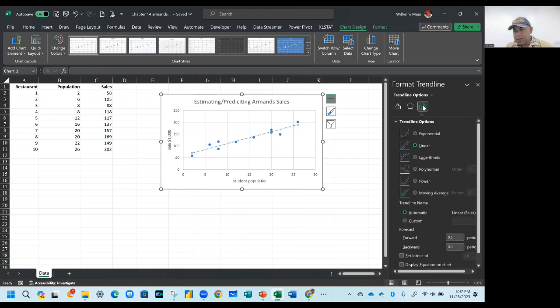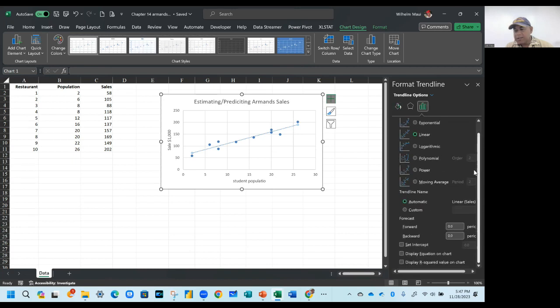Oops, I got the wrong one there. It's going to say display the equation on the chart. So I display it. And then it says display your R square. So R square is the coefficient of determination, no?